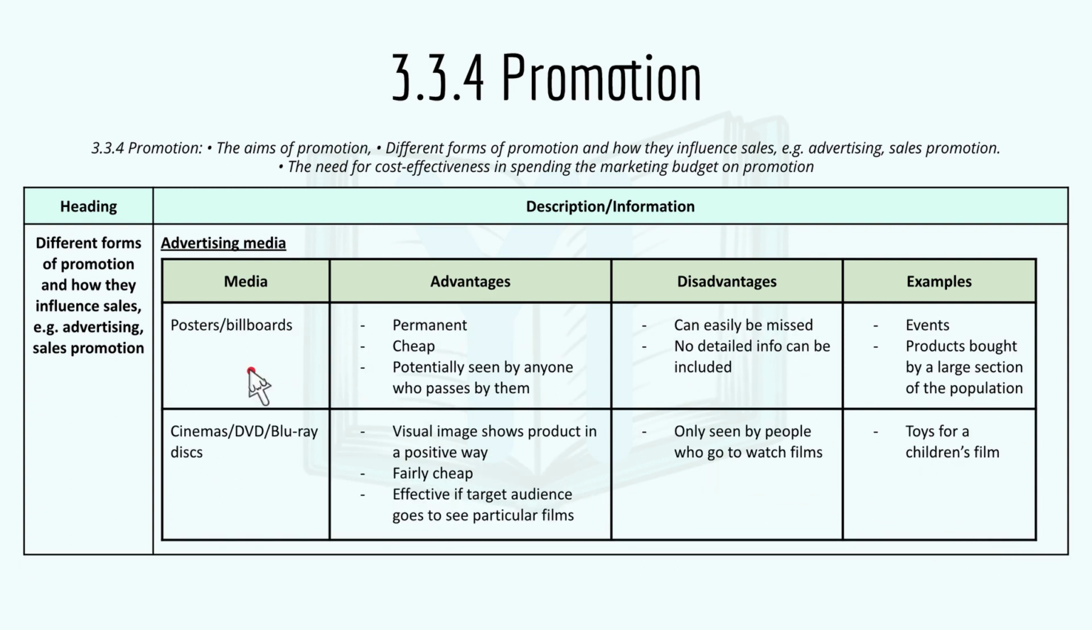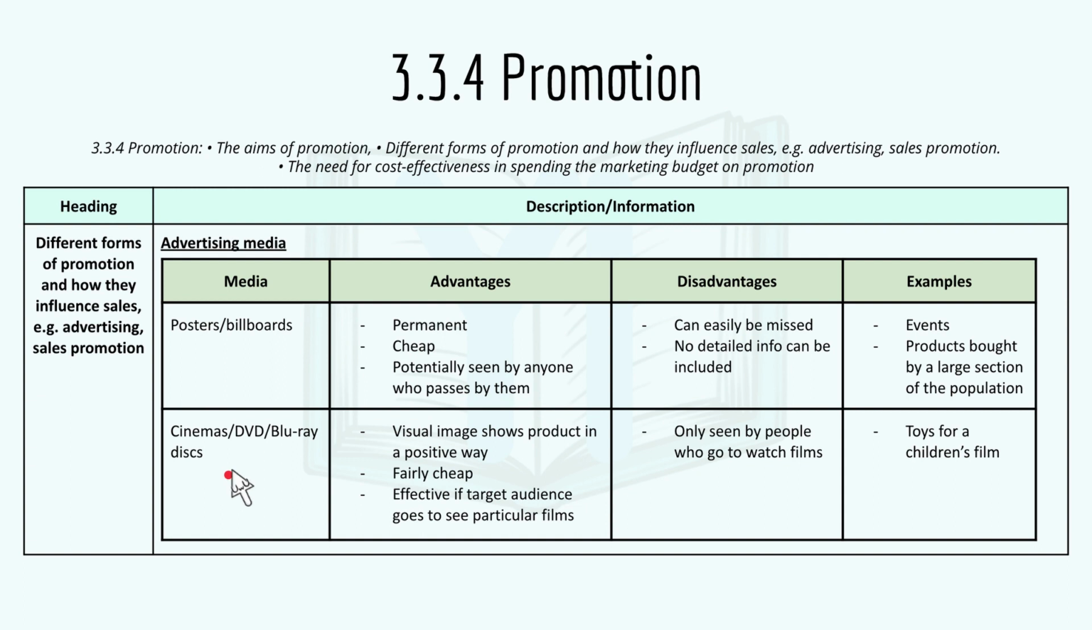Then we have posters. Advantages include they are permanent, they are cheap, and they can potentially be seen by anyone who passes by them. But disadvantages include they can easily be missed, and no detailed information can be included. Examples include events or products bought by a large section of the population.